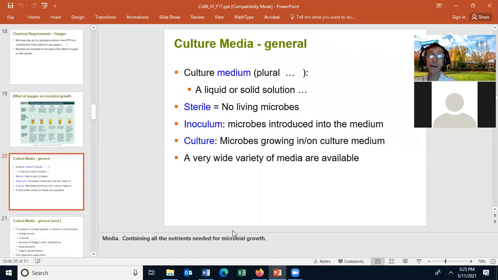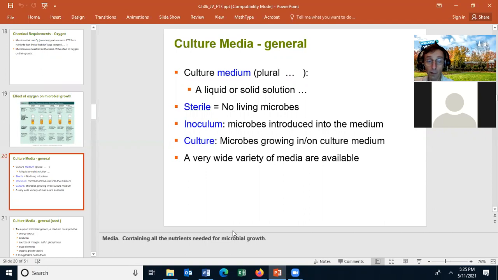All right, if not, let's move on and talk a little bit about culture media. We have talked about media in the lab, and a general media is something that contains all the nutrients for microbes to grow. And we usually call them a general purpose media. We'll talk a little bit more about that.